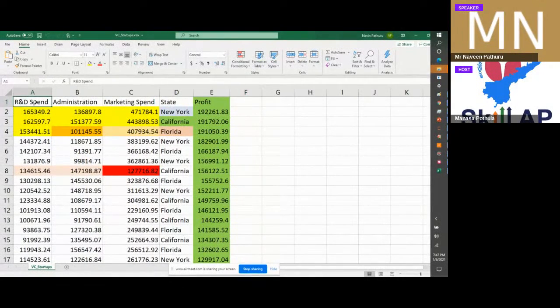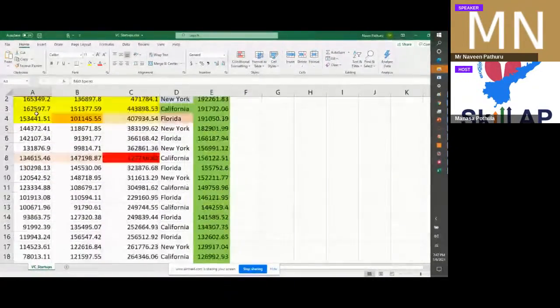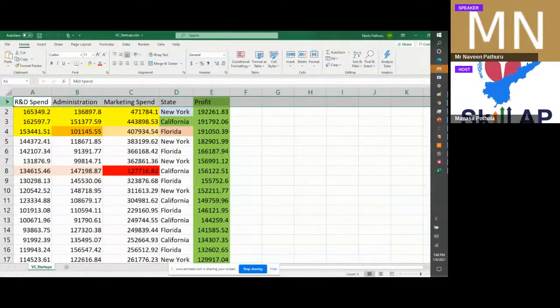This is data. We have 50 companies' data. If you go all the way down, that's about 51 rows, including the header. That's roughly 50 rows of data. Forget about the colors. Don't worry about the colors right now.